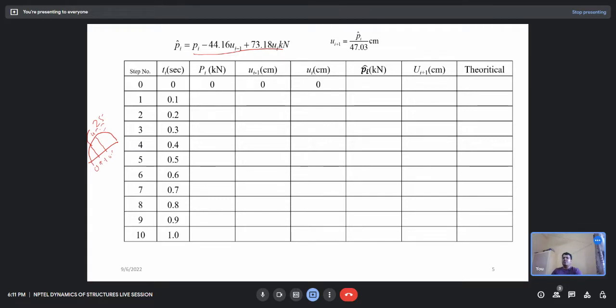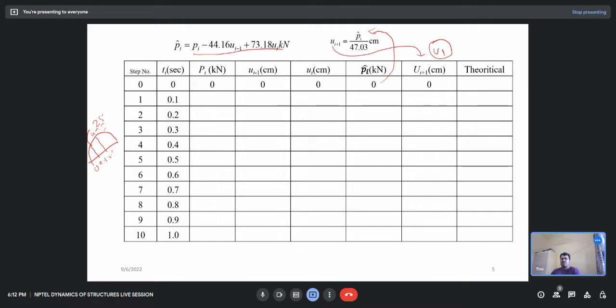For the zeroth step, p0 is 0, u(i-1) becomes u(-1), which is 0, and u0 is 0. If I put these values in this equation, I will get pi cap as 0. If my pi cap is 0, then I will put this here to get u(i+1), which for the zeroth step becomes u1. So my u1 becomes 0.